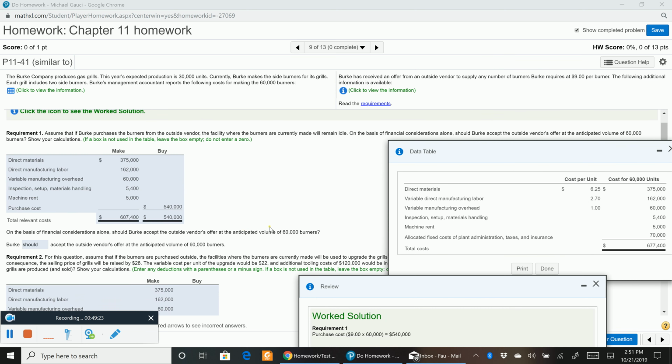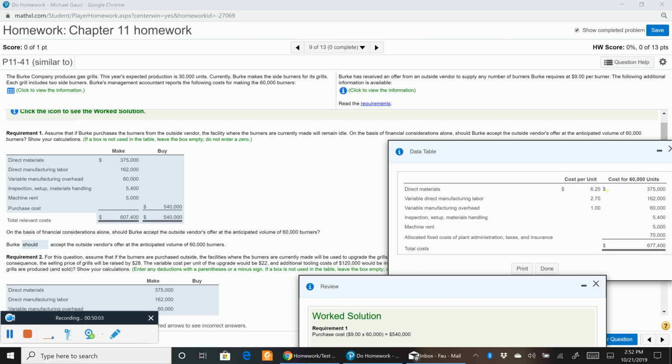Okay, this next problem, we have a company, the Burke Company. They produce gas grills. This year, their expected production is 30,000 units. Now, each grill comes with side burners. All right, and each grill comes, I should specify, with 2 side burners. So you have the grill, and then you have 2 side burners. Burke's cost account or management accountant reports the following costs. You can see it over here on the right-hand side for making the 60,000 burners.